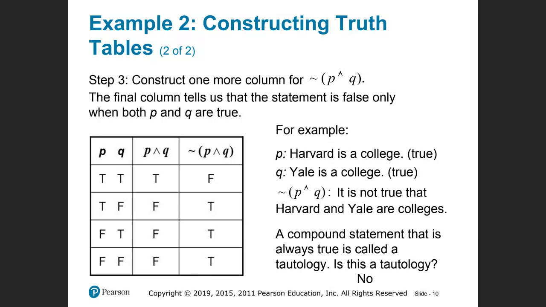For example, Harvard is a college, true. Yale is a college, true. Not P and Q: it is not true that Harvard and Yale are colleges. A compound statement that is always true is called a tautology. Is this a tautology? No, because it can be false.